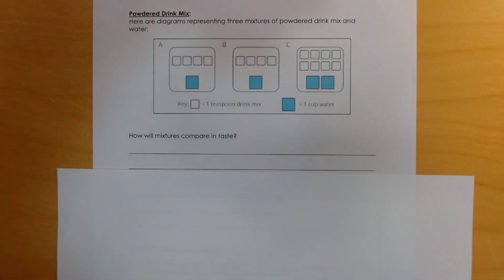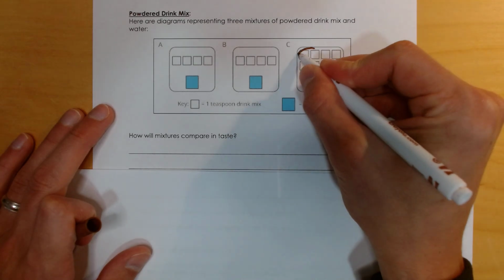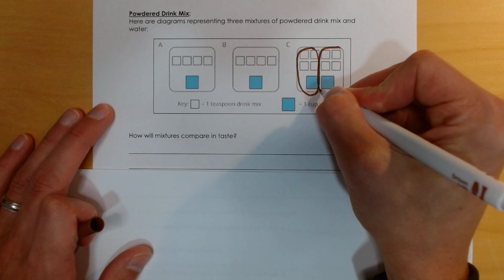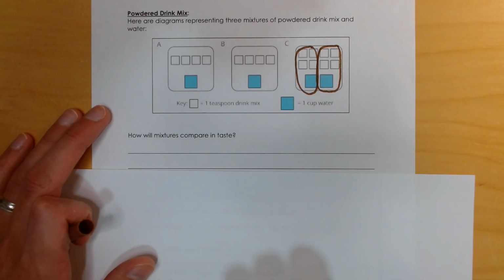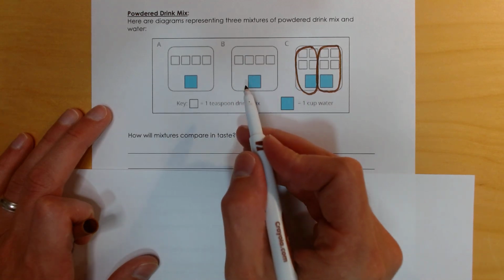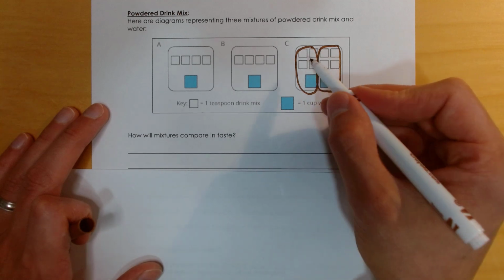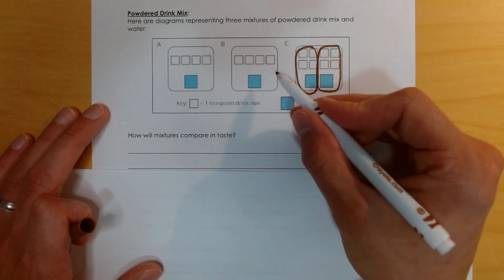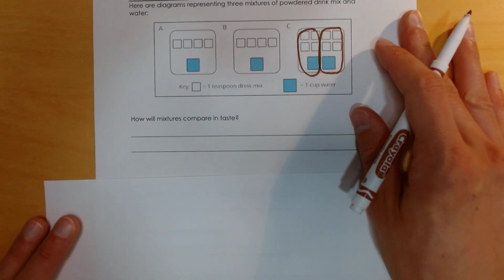But thinking back to what we talked about in the last video, ratios can be represented with equally sized groups. So if I were to circle an equally sized group here, I see that for every 4 teaspoons of my powdered drink mix, there's 1 cup of water, just like my original recipe. So even though this has more of each ingredient, if I break down the ratios, I see that in each group, it actually does taste the same as my original. It's just more, okay?